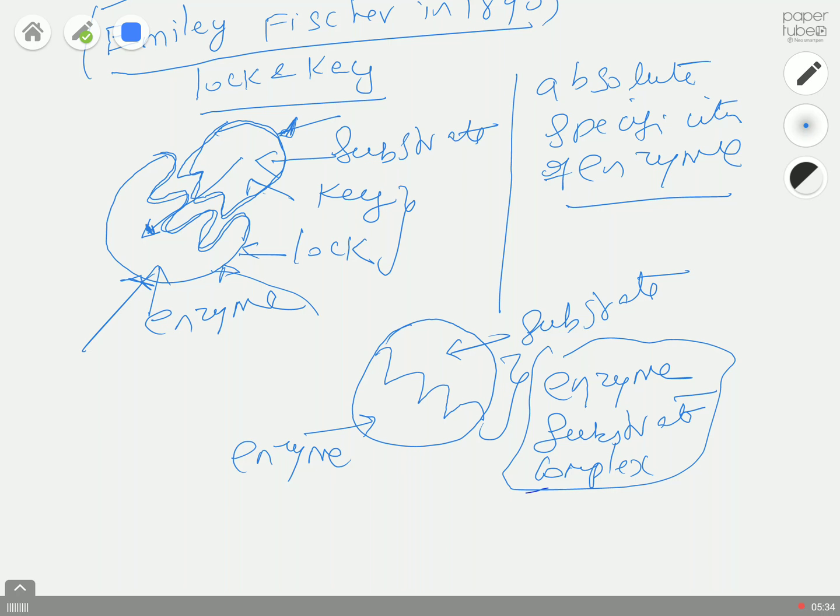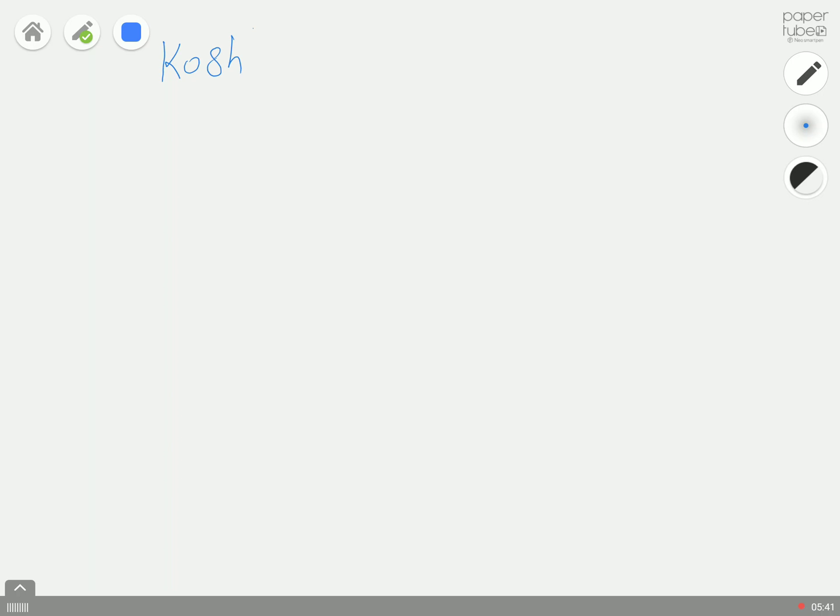And the third mechanism, there is another mechanism. It's proposed very recently by Koshland. To understand this mechanism, you have to have some imagination to think of enzymes at some atomic level. So just assume this is your enzyme and say this is your reactant or substrate.